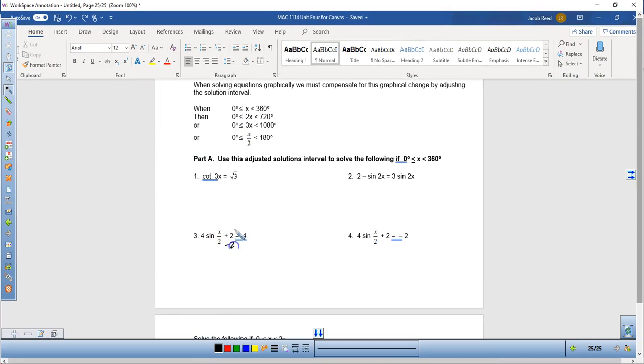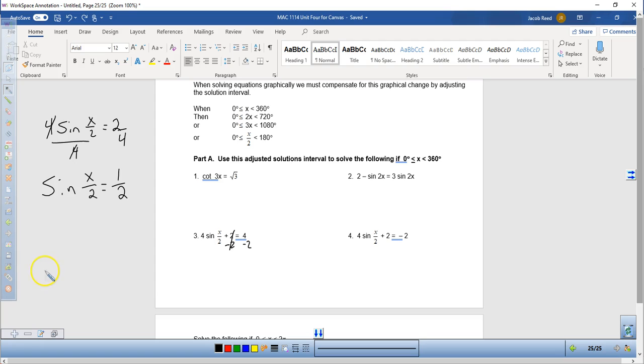All right, solving this one, we're going to subtract 2. So we get 4 sine of x over 2 is equal to 2 divided by 4. So I get sine of x over 2 is equal to 1/2. Now, we also did this one above, but go through it one more time. When is sine of x equal to 1/2? We know this to be 30 degrees and 150 degrees. Well, since we're talking about a half angle, we have to double, which means that x can be 60 degrees, and it could also be 300 degrees.